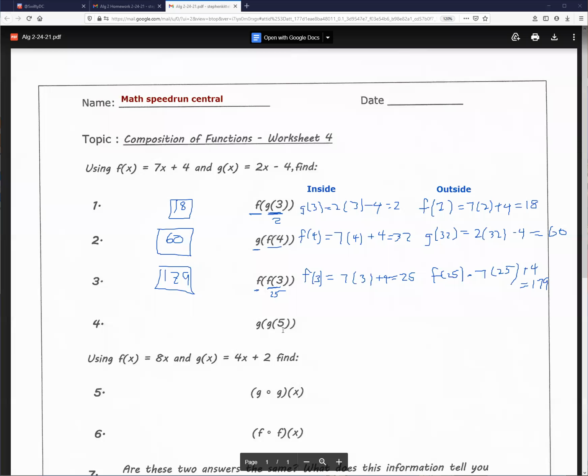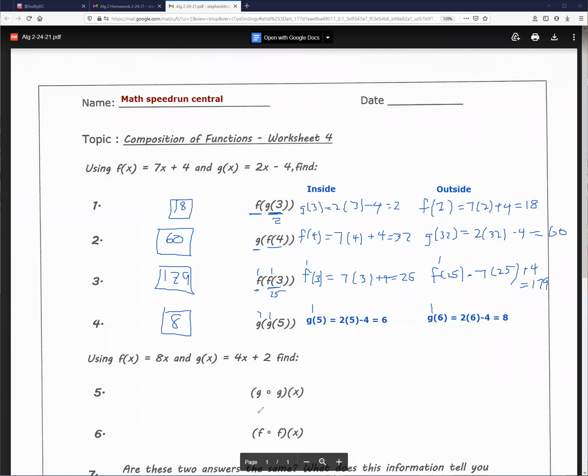I should switch to the text tool. G of 5. So g of 5 is 2 times stuff minus 4, and the stuff is 5. So 10 minus 4 is 6. We take our results and we say g of the results, 6, is 2 times 6 minus 4, which is 12 minus 4 is 8. Right, because our inside here was f, our outside was f, our inside here is g, our outside is also g.